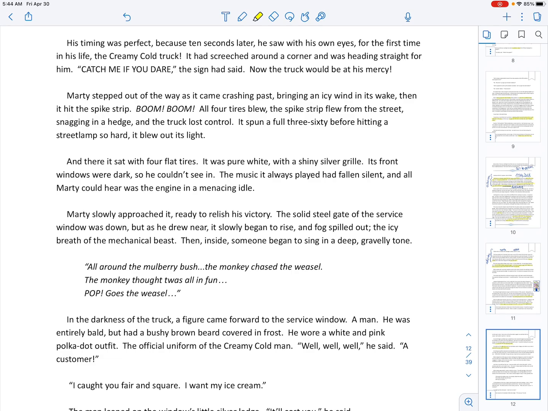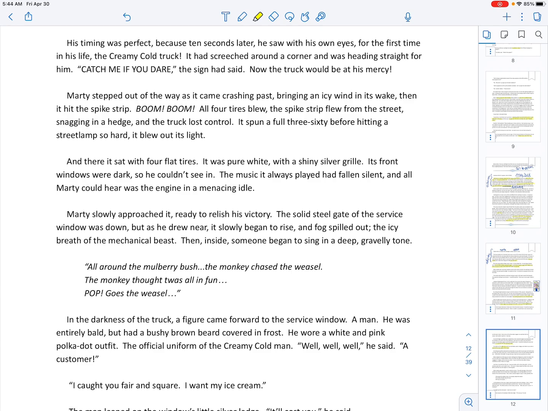"Catch me if you dare," the sign said. Now the truck would be at his mercy. Marty stepped out of the way as it came crashing past, bringing the icy wind in its wake. And then it hit the spike strip. Boom! Boom! All 4 tires blew. The spike strip flew from the street, snagging in a hedge, and the truck lost control. It spun a full 360 before hitting a street lamp so hard it blew out its light.